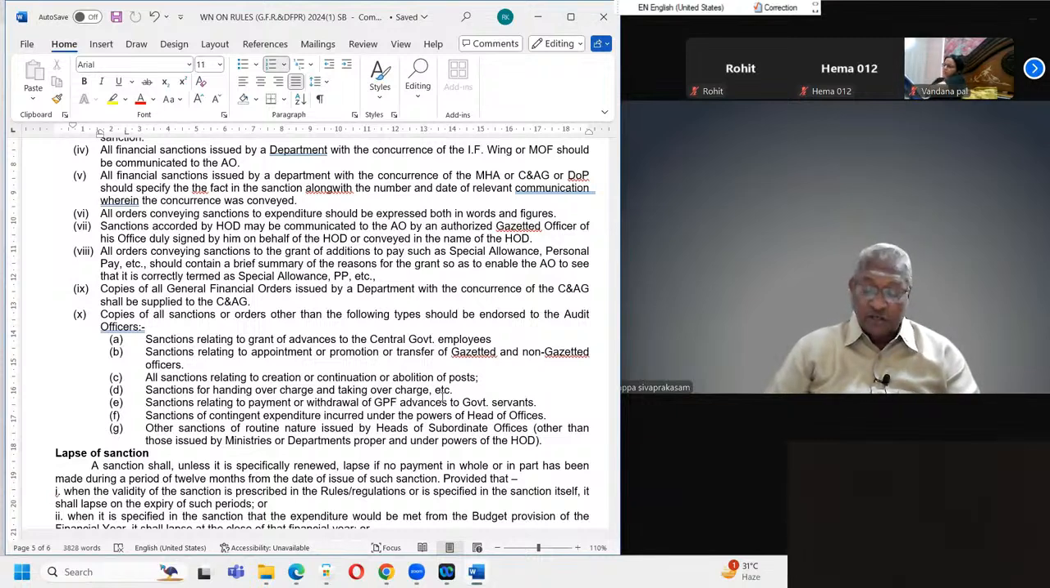All orders conveying sanctions to the grant of additions to pay, such as special allowance, personal pay, etc., should contain a brief summary of the reasons for grant so as to enable the accounts officer to see that it is correctly termed as a special allowance, personal pay, etc. कोई भी अलावेंस, may be it is special allowance. Now new nomenclature for special pay, special allowance or personal pay or any compensatory allowance, all these things should be explained and one copy should be marked to the accounts officer so that he will have a check whether it is correctly termed. ये financial sanction तो है, expenditure can be, but whether it is going to the right head of account, इसके लिए एक कॉपी अकाउंट्स ऑफिसर को मार्क करना चाहिए.